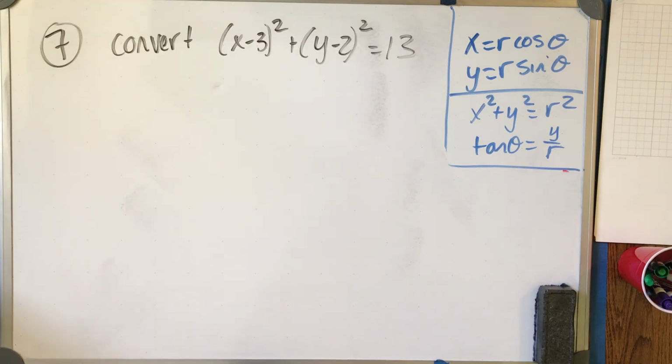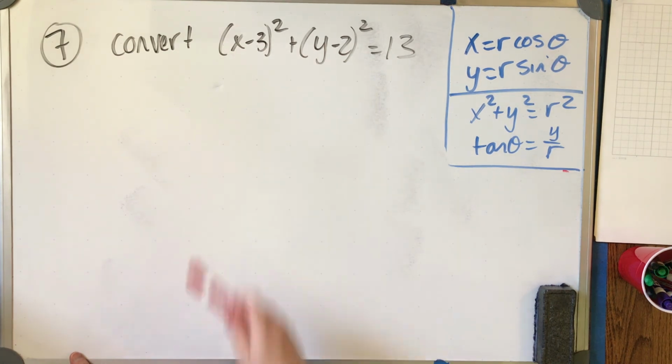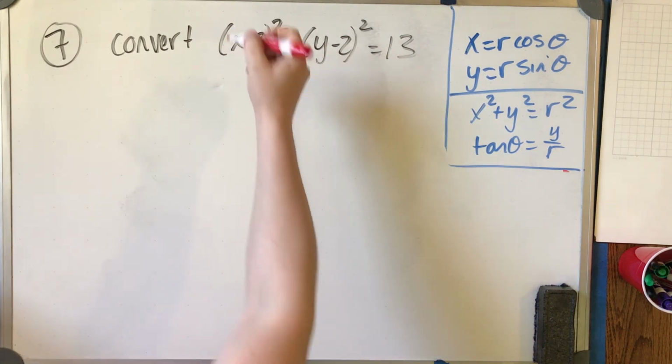Now we're being asked to go the other way for number 7. We're given a rectangular equation and we want to convert this into polar. So we could just immediately replace the x and the y with r cosine theta and r sine theta, but that's going to get really messy when we try to simplify it and have to FOIL those things out. So it's actually much easier to FOIL it out in rectangular mode before we switch it to polar. So I'm just going to do that.